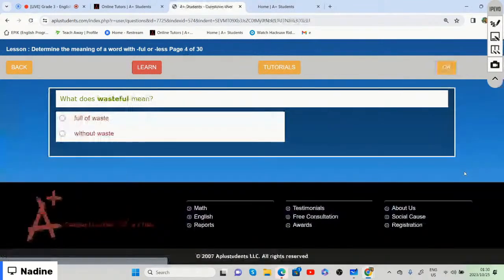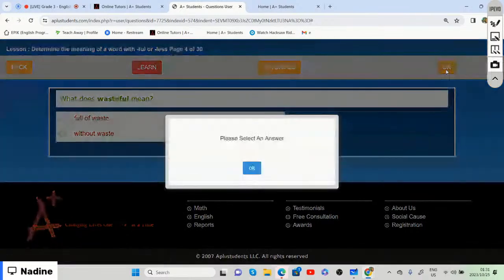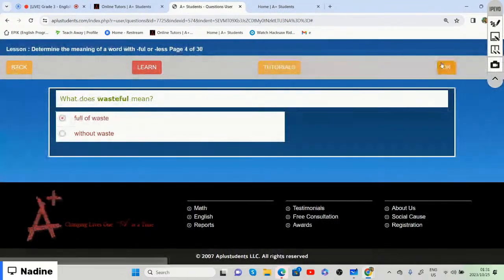What does wasteful mean? Does it mean full of waste or without waste? All right, so wasteful means it is full of waste. Oopsie. So full of waste is correct. Well done.